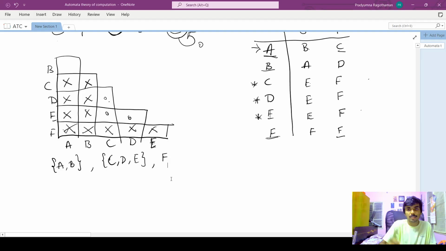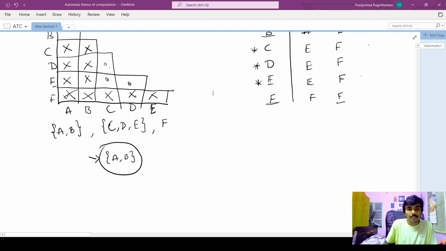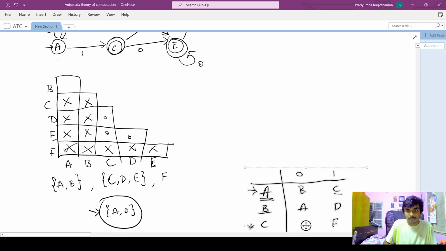So now let us reconstruct the automata. We have AB as initial state. We are marking AB as initial state because it contains A, which is the initial state of the previous automata, the automata we initially took, right? Then we'll need this transition diagram. So let me copy this.